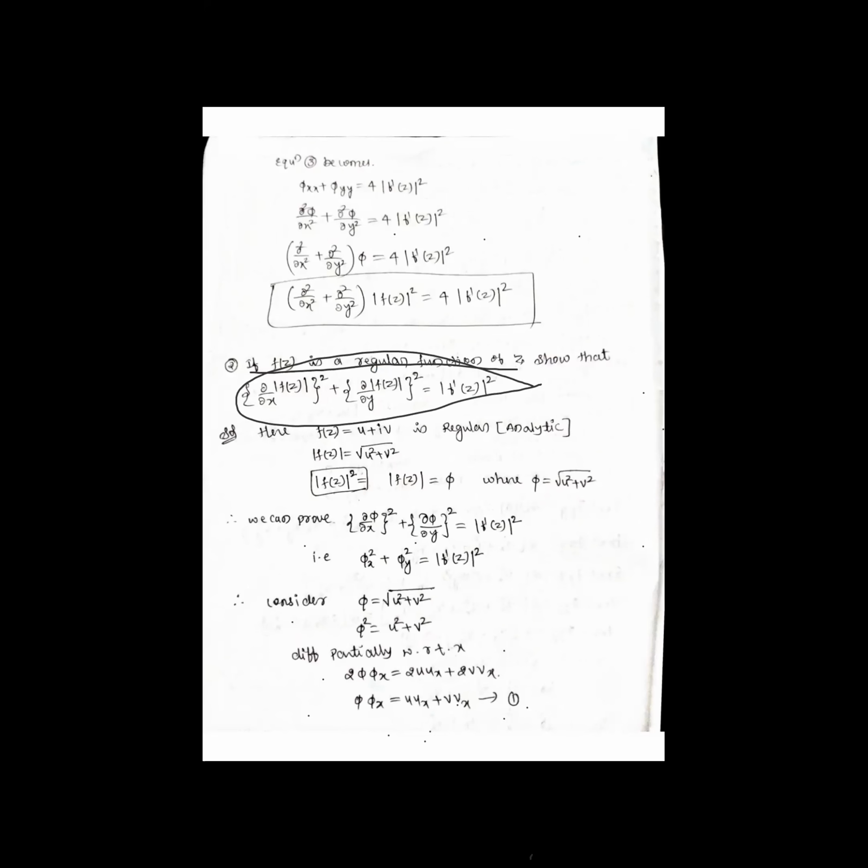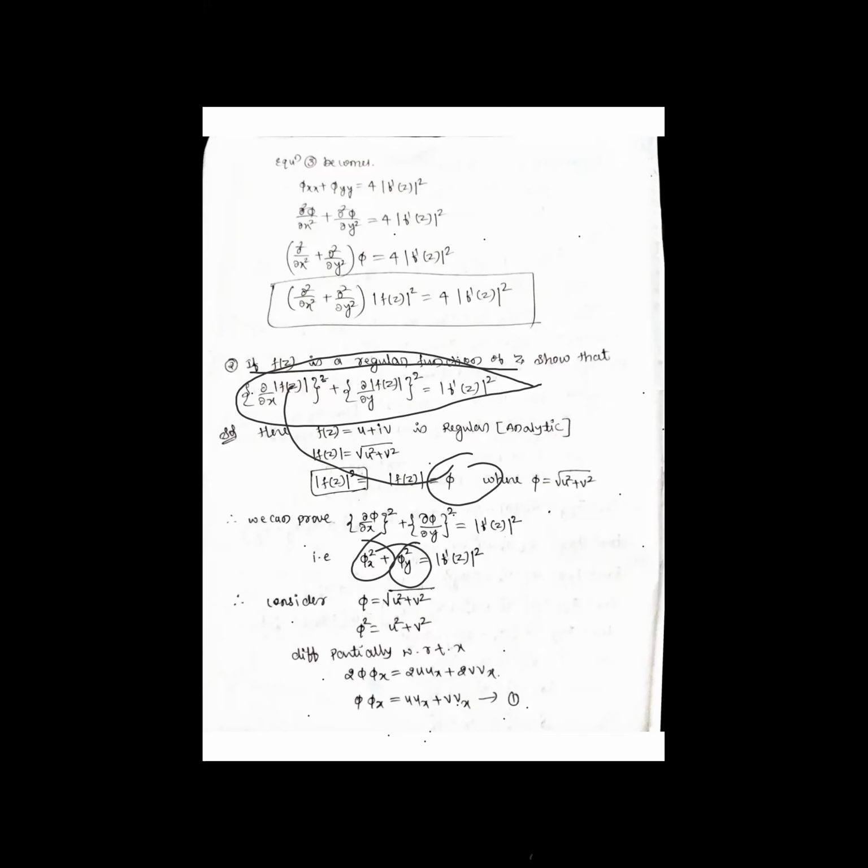Okay, so again f of z is analytic, that is f of z is equal to u plus iv, we have to take. So mod means what? Mod f of z is equal to square root of u square plus v square. So let us take mod f of z is equal to pi. So pi is equal to square root of u square plus v square. So the given thing becomes, see, everything, this pi you substitute here. Dou pi by dou x square plus dou pi by dou y square equal to mod f dash of z square. Dou pi by dou x, that is pi x square, plus pi y square, is equal to mod f dash of z square.